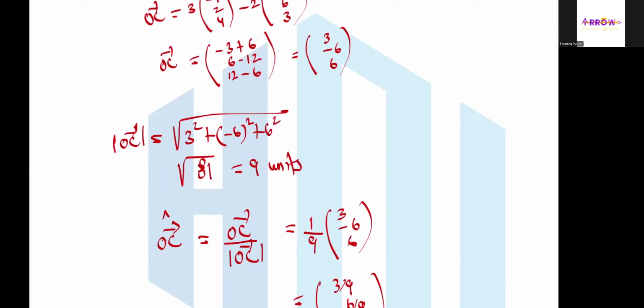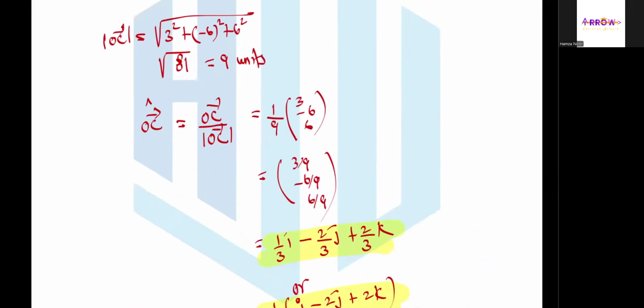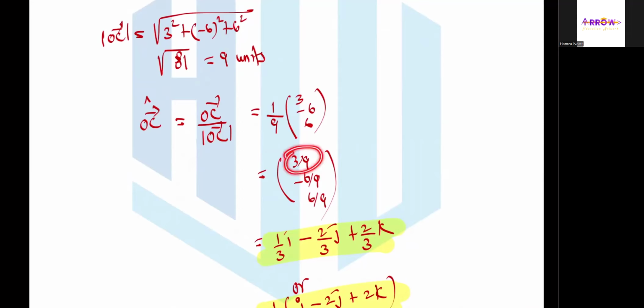So as you know, the formula for finding this vector would be OC hat, meaning we have a hat above OC. So OC hat will be equal to the OC vector divided by the magnitude of the OC vector. Or you can say OC hat is equal to 1 upon the magnitude of the OC vector multiplied by the OC vector itself. So I can say that the i component is 3 over 9, the j component is minus 6 over 9, and the k component is 6 over 9.